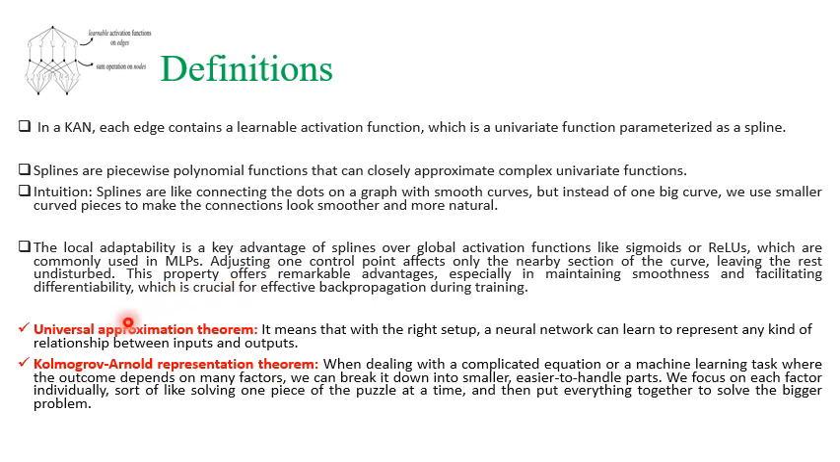Okay, we have two main theorems. Universal approximation theorem. It means that with the right setup, a neural network can learn to represent any kind of relationship between input and output. And now, what is the Kolmogorov-Arnold representation theorem? It says that when we deal with a complicated equation or machine learning task, we should break this task into multiple small tasks. That is the main idea of this theorem.